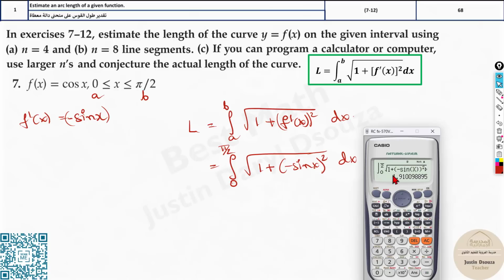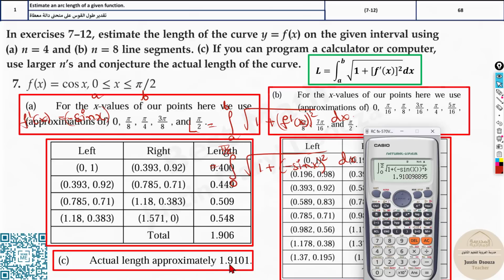Now it will take some time in your calculator. It doesn't give you the answer instantly. It might take 10 seconds or so. I have a personal calculator as well. I tried it and I will get the answer, but it will take some time. The answer is 1.9100. You approximate it to 1.91.